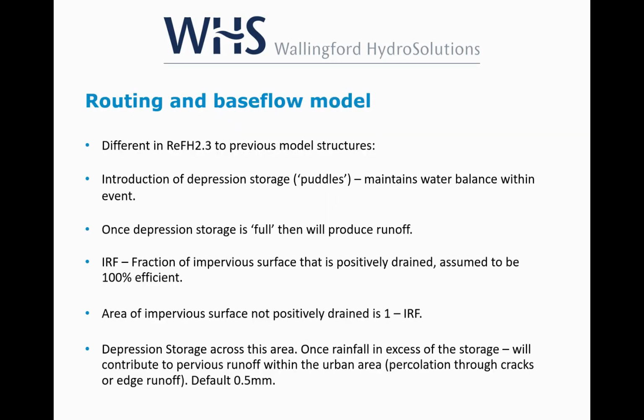The routing and baseflow model is different in ReFH2.3 to previous model structures. The first thing is that we've introduced depression storage, which you could think of as puddles. This allows us to maintain our water balance within our event. Once the depression storage is full, then we'll get runoff. The IRF is the fraction of impervious surface that is positively drained, and it's assumed to be 100% efficient. So the area of impervious surface not positively drained is 1 minus the IRF, and this is where we have depression storage. Once rainfall is in excess of that storage, it will contribute to pervious runoff. The default value is 0.5 millimetres, and this is based on both literature review and sensitivity testing of the model.